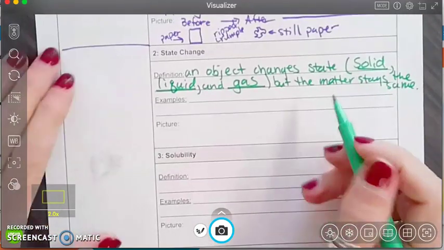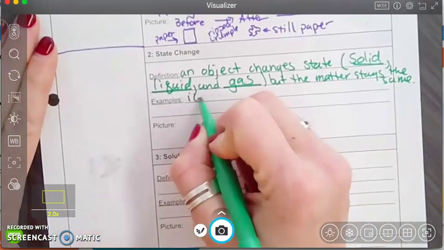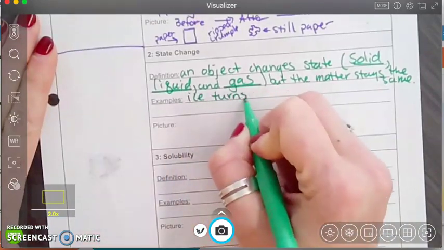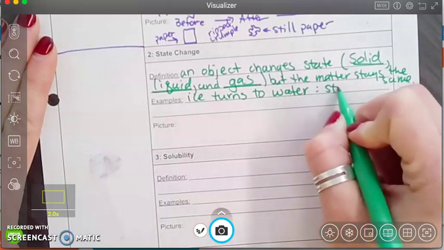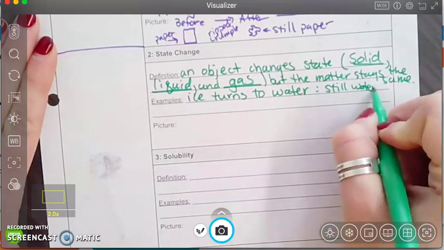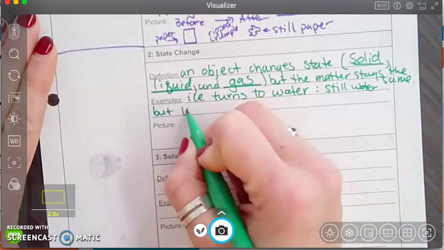So an example of this would be ice turns to water. Still water, but looks different.